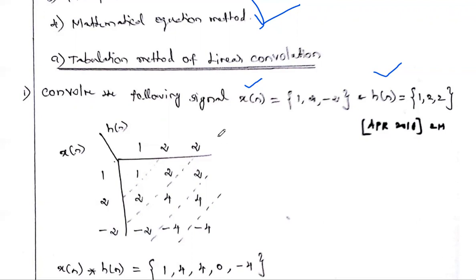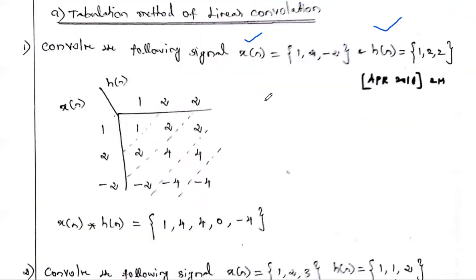Simply we have to perform the convolution process. In the tabulation method, along one side we write the x of n samples, and along the other side we write the h of n samples. So let's see what the x of n values are.